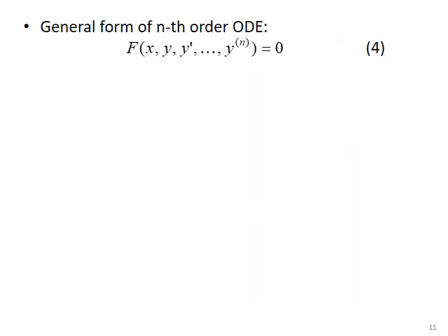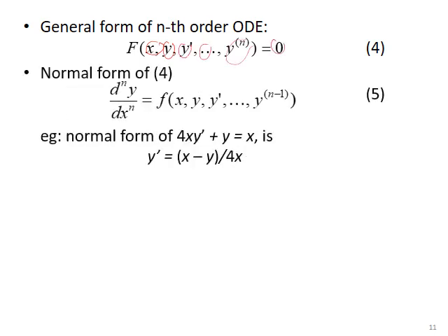Now, the general form of an ordinary differential equation is: x is the independent variable, y the dependent variable, then y dash, y double dash, and so on up to the nth derivative, equals 0. This is how the equation looks. Or we can represent it by d to the power n y over dx to the power n, because it could be first order, second order, and so on.